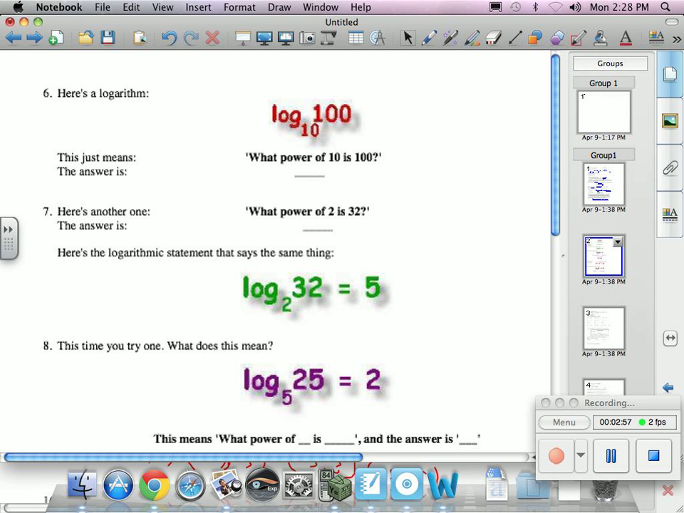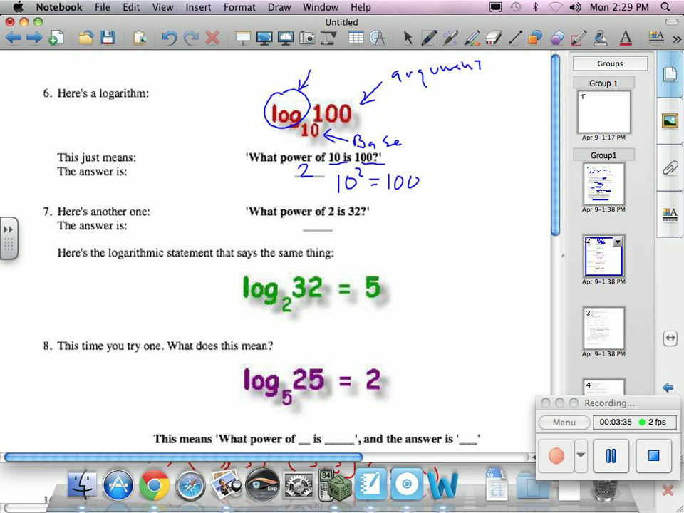So, here's a logarithm. When we're talking about logs, we use this thing as just the log. This is the base, and this is called the argument. And that's what it equals. And what it's saying is, what power of 10 is 100? Well, we know that if I raise 10 to the second power, that equals 100. So the power would be 2.